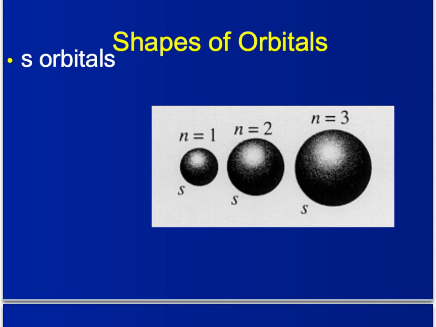Here's an example of what the shape of the s orbitals are. They're circles, and the idea here is that if you're at n equals 1, or the first energy level, you're very close to the nucleus. But if you're at n equals 2, you can see that it would be further away from the nucleus, and n equals 3 even further away. Remember on the last slide we saw that there was only 1 orbital, so there's only this circular shape for each of the s orbitals.